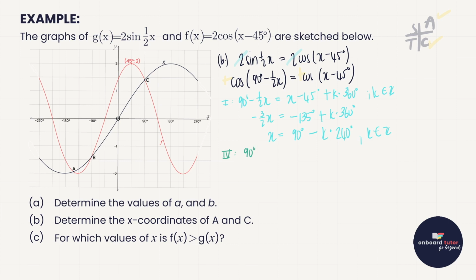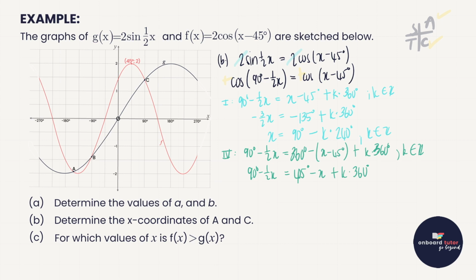So we're going to take 90 minus a half x equals 360 minus x minus 45, because the fourth quadrant is the 360 minus quadrant, plus k times 360. K is an element of the integers. And now we're going to work it out. We've got quite a bit of working out here. 90 minus a half x is equal to 360 plus 45, that's going to be 405 degrees, minus x.